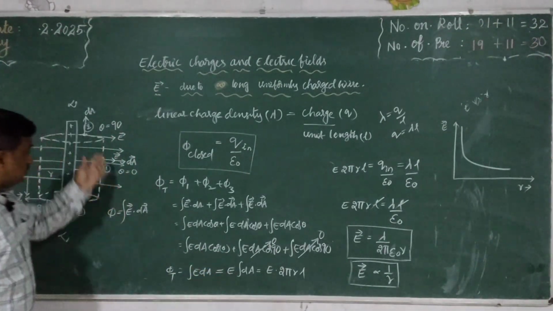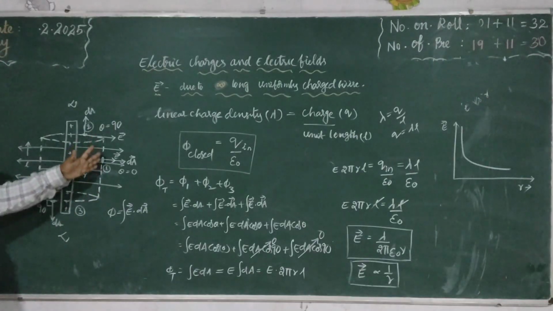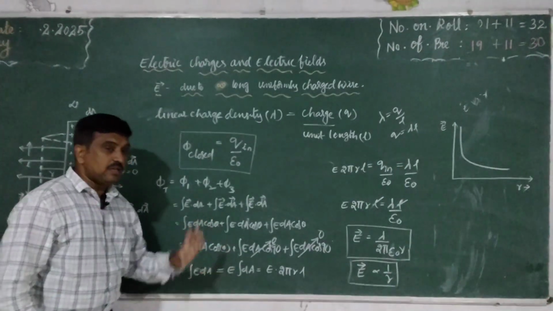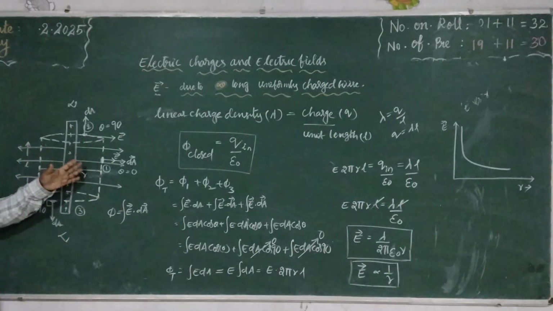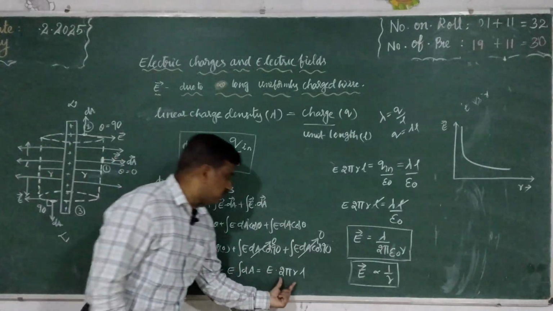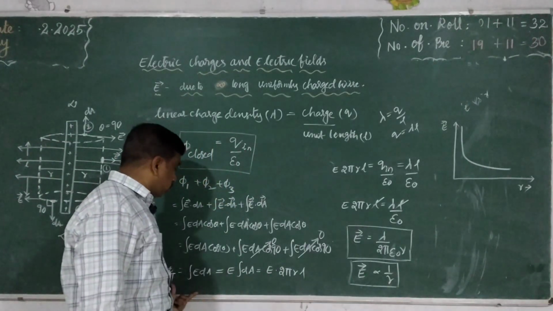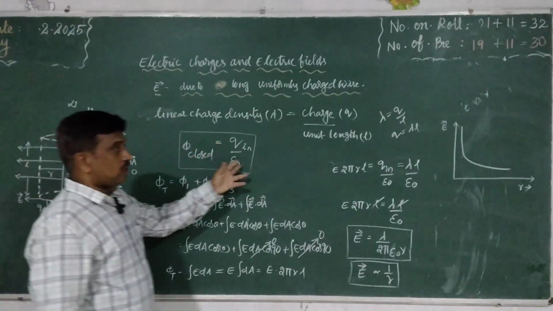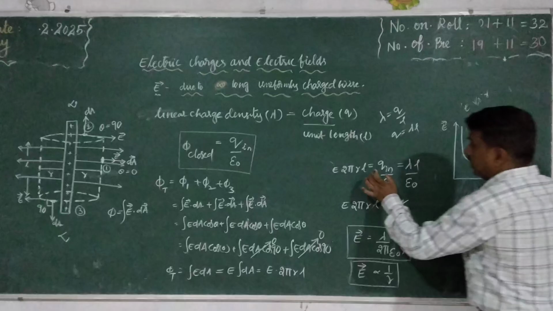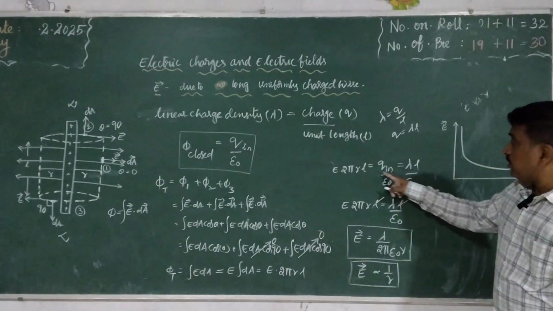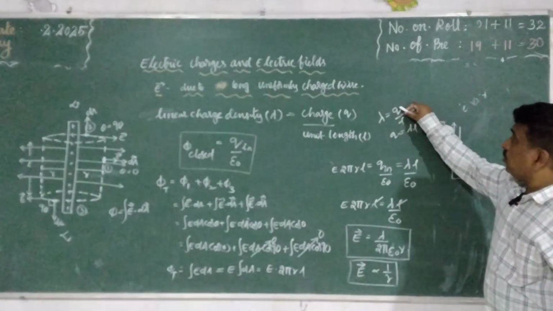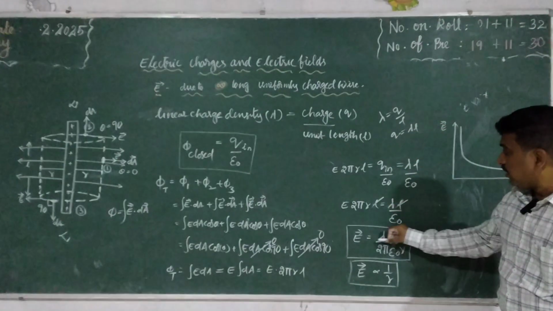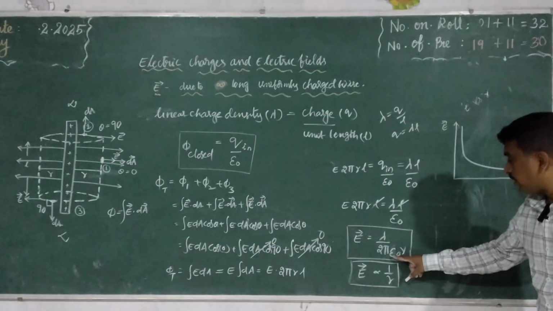E is constant, meaning the electric field is symmetric at every point on the Gaussian surface. That's why we can take the electric field as constant. So integral dA means the curved surface area of the cylinder, which is 2 pi r L. So the total flux is E times 2 pi r L, and this equals q inside by epsilon naught. For q inside, the linear charge density lambda equals Q by L, so Q equals lambda L. Instead of Q we write lambda L. L cancels, so E equals lambda by 2 pi epsilon naught r.